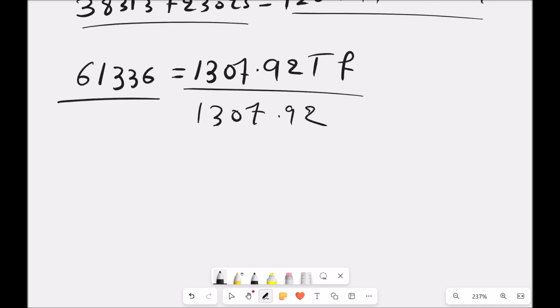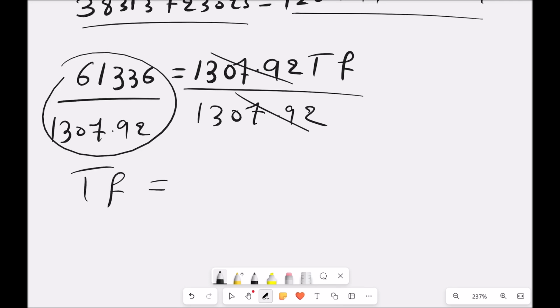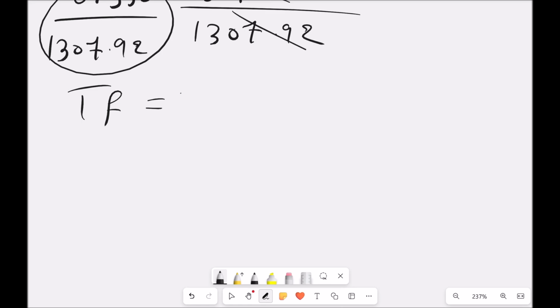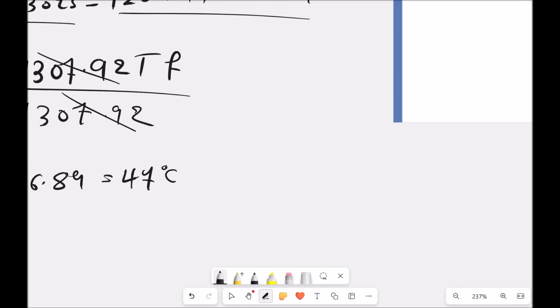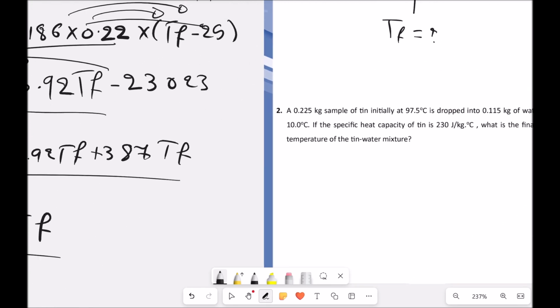Then you want T final alone, so divide this by 1,307.92. Divide the other side too, 1,307.92. This cancels. T final will be what? Divide this number and you should get 46.89. Or just round this up, it becomes 47 Celsius. This is the final temperature of the gold and water mixture.